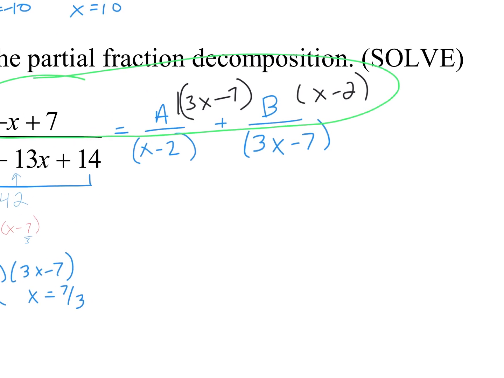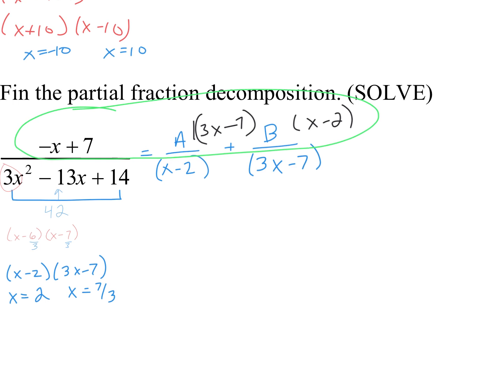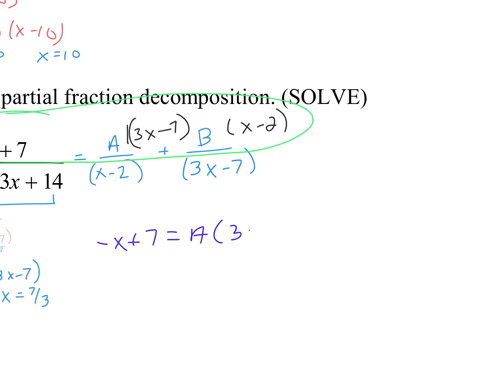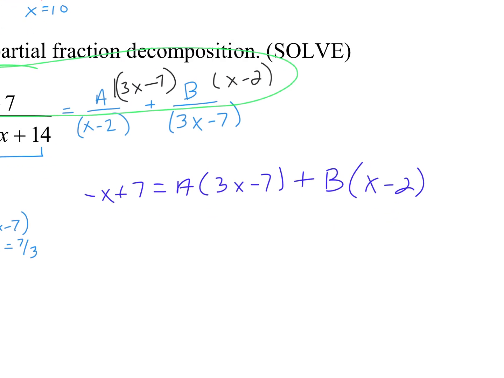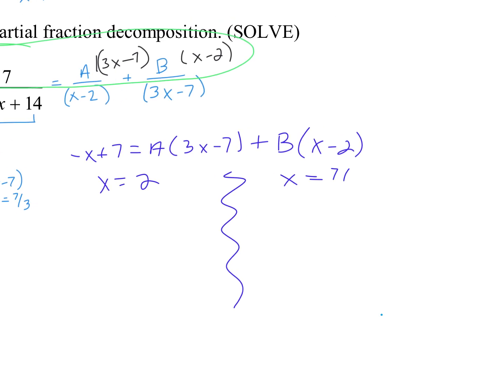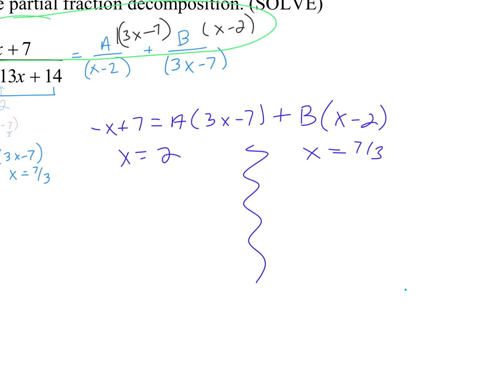So now we just write down the equation, and we solve it twice. We have negative x plus 7 equals A times 3x minus 7 plus B times x minus 2. And we're going to solve this 2 times. What 2 numbers are we going to use? We're going to evaluate where x equals 2, and we're going to evaluate where x equals 7 over 3. I'm going to do the 2 first because that's easier, right?